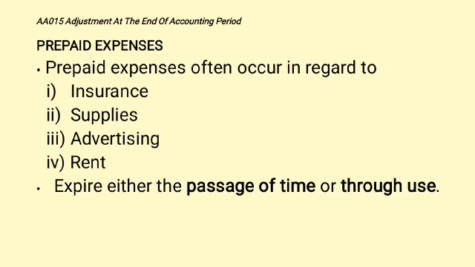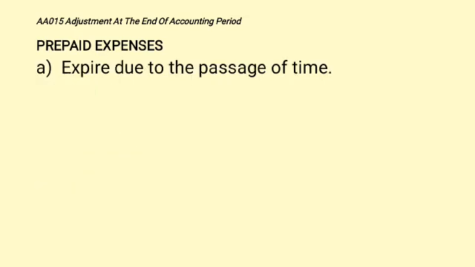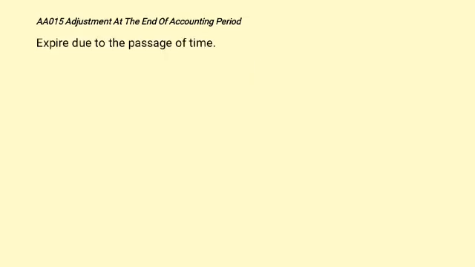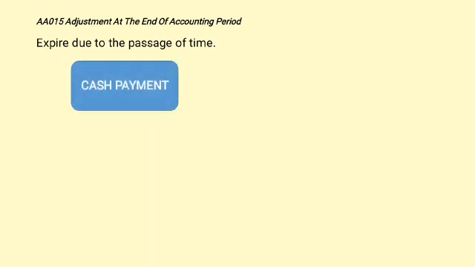There are two types of prepaid expenses. They expire either through the passage of time or through use. So for today, I will discuss the first type of prepaid expenses, which expire due to the passage of time. This kind of prepaid expense is usually used for insurance, advertising, and rents. Now we look at these illustrations.